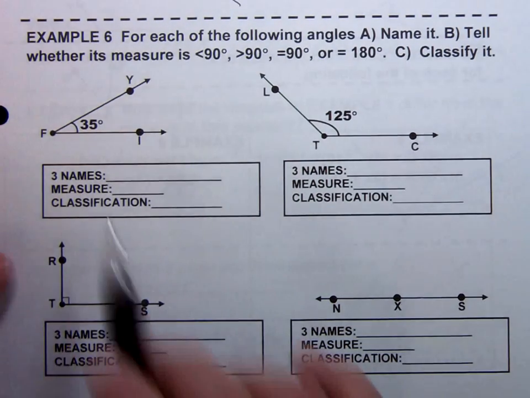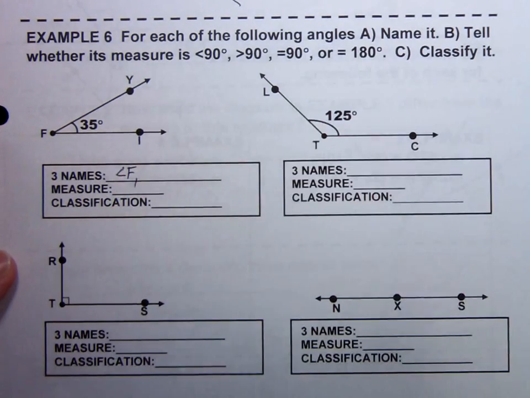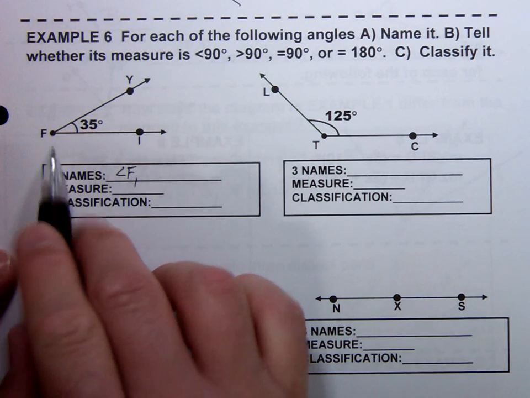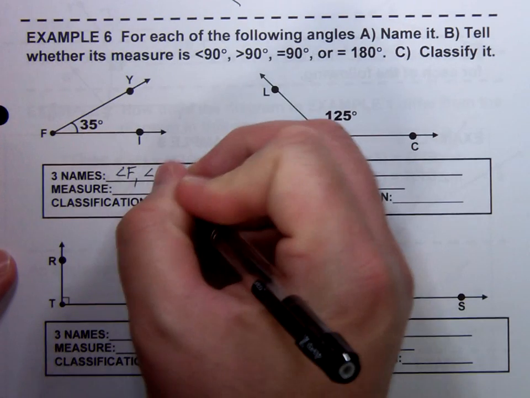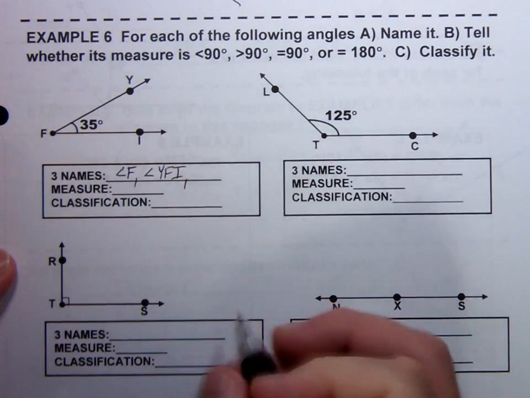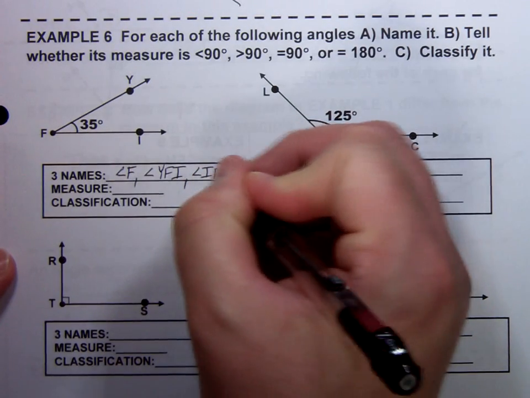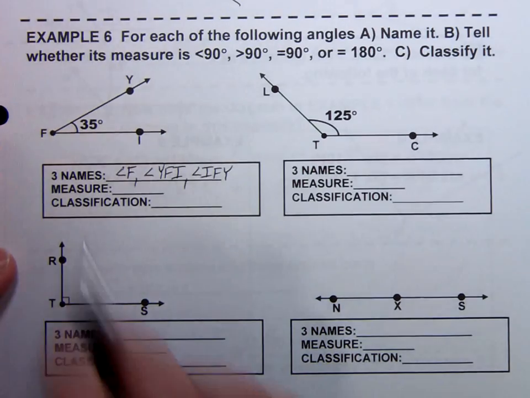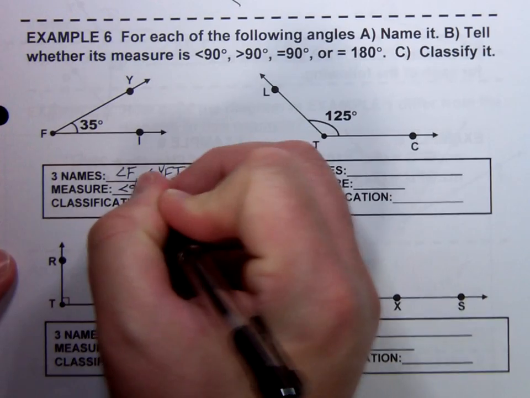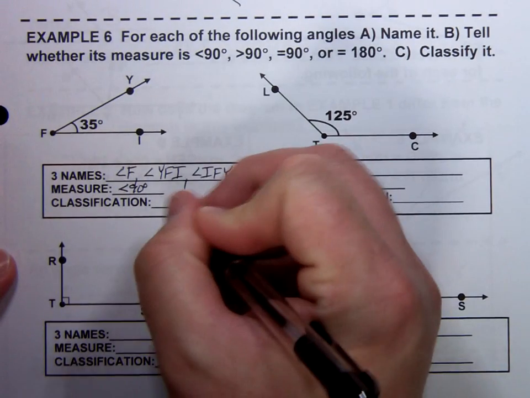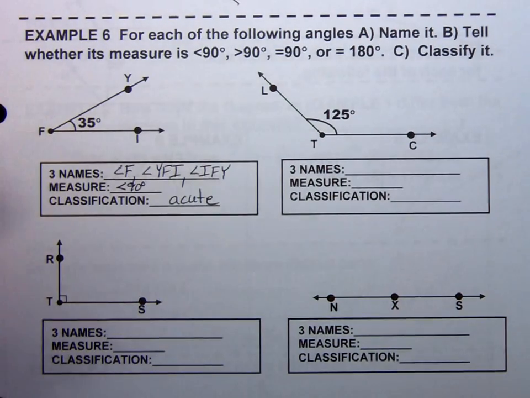So right here, this angle could be just named angle F. You can just name it with its vertex. If we're naming it with 3 letters, make sure the vertex is the middle letter. So we can call this angle YFI. Make sure you're including that angle symbol. And you can go the other direction and call it angle IFY. Okay, the measure of the angle is 35 degrees, which makes it less than 90 degrees. And if it's less than 90, that makes it an acute angle.